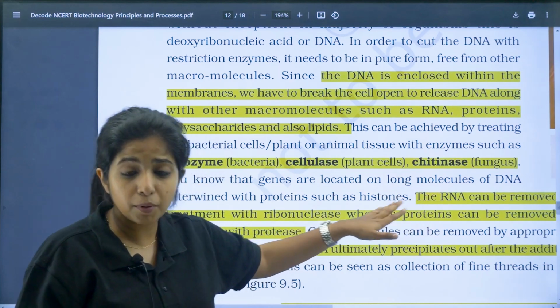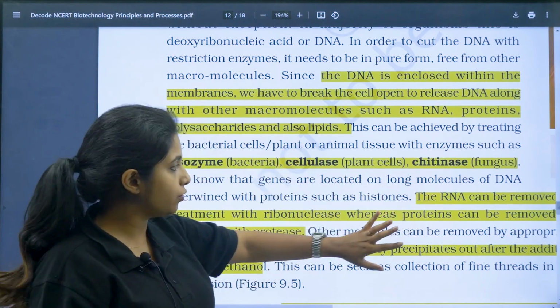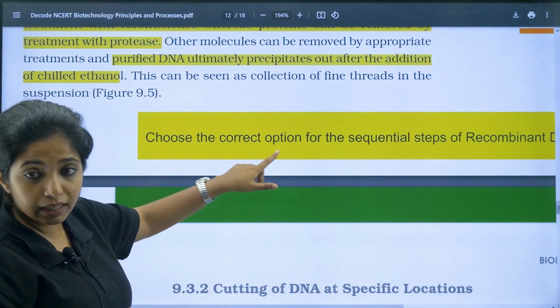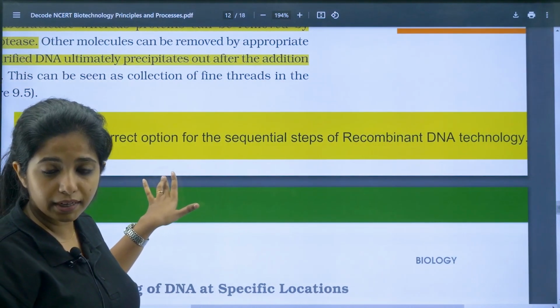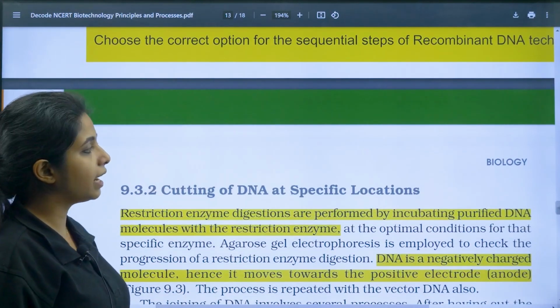These enzymes are really important. They ask you, I am telling it 10,000 times. So, please make sure you know about all of them. Now, you got the DNA. Choose the correct option for sequential steps of recombinant DNA technology. The first step is isolation of DNA. Second step, cutting of DNA at specific location.